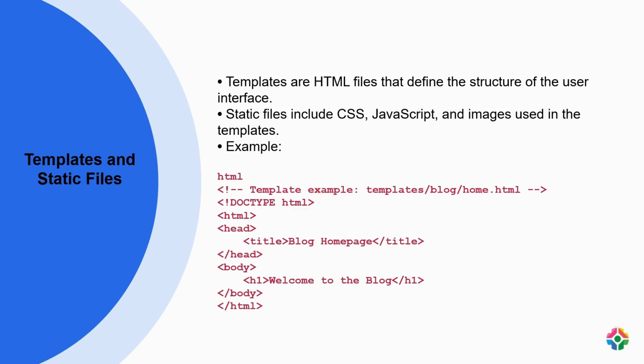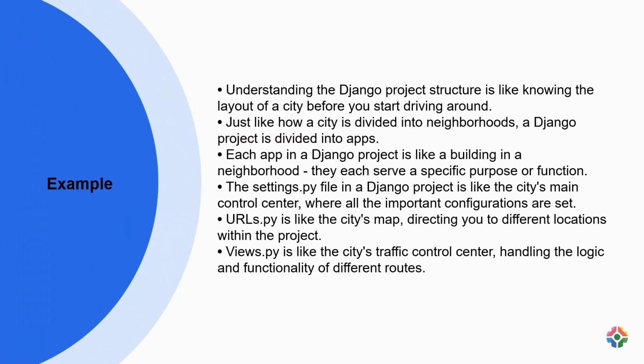Static files are vital for adding styling, CSS, interactivity, JavaScript, and visual content, images, to the templates, enhancing the overall user experience. Understanding the Django project structure is like knowing the layout of a city before you start driving around. Just like how a city is divided into neighborhoods, a Django project is divided into apps. Each app in a Django project is like a building in a neighborhood. They each serve a specific purpose or function.